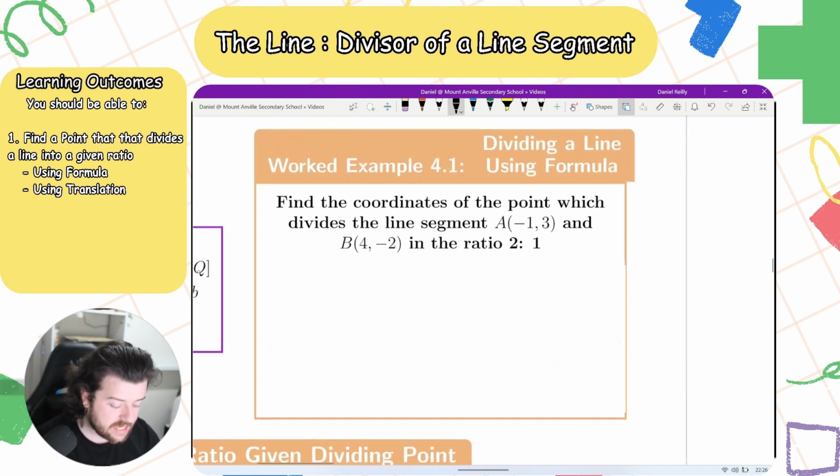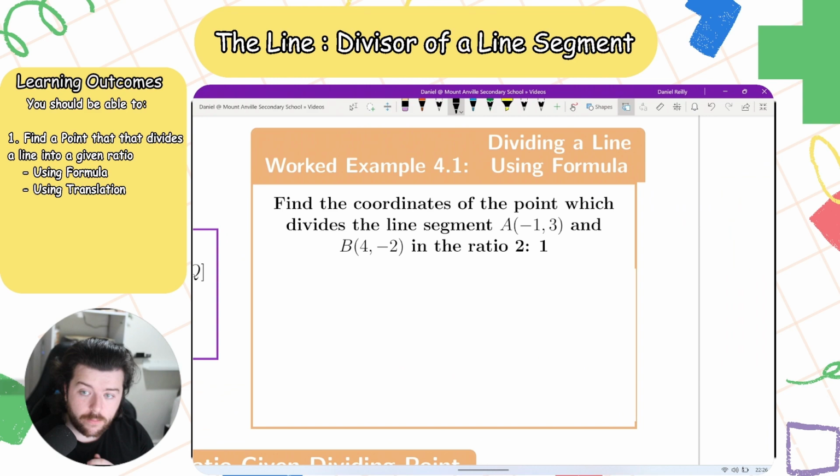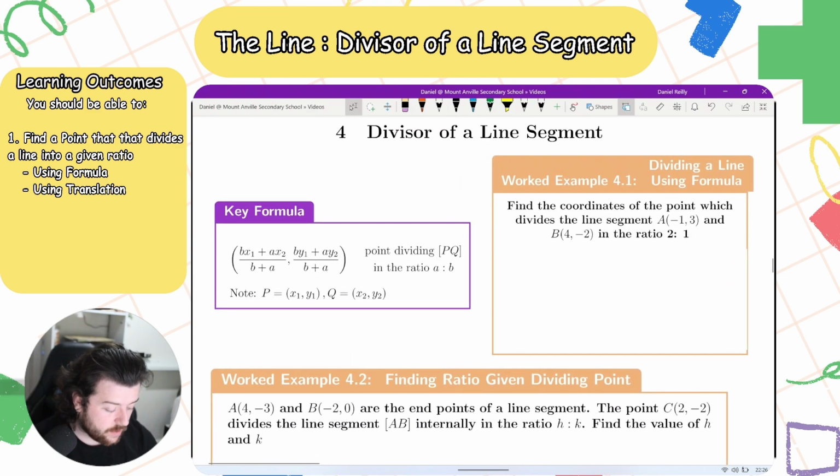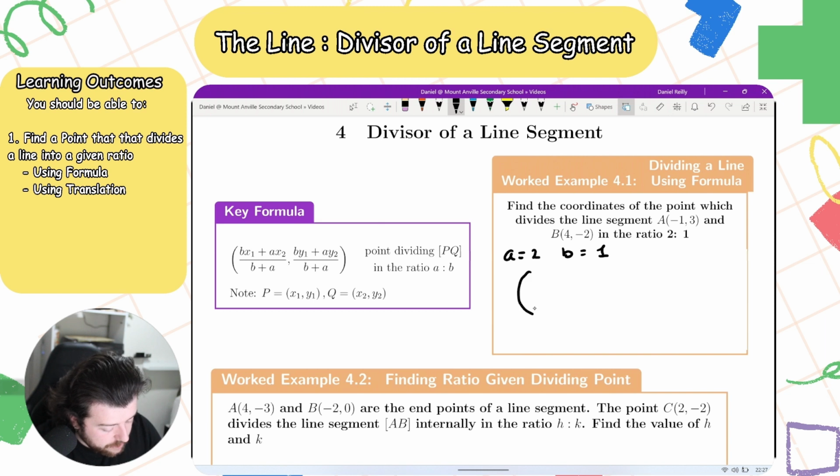So let's have a look at this example. Find the coordinates of the point which divides the line segment -1, 3 and 4, -2 in the ratio 2 is to 1. So A is going to be equal to 2, B is going to be equal to 1. So that's my ratio. Then let's fill out the points. So B, so 1 times x1. So x1 here is -1, plus A times x2, which is 4, all over B plus A, which is 1 plus 2.